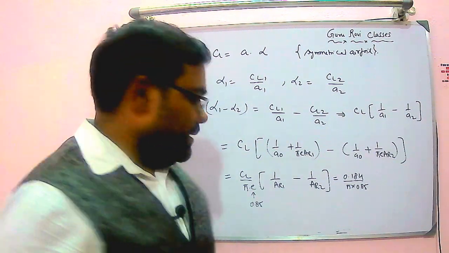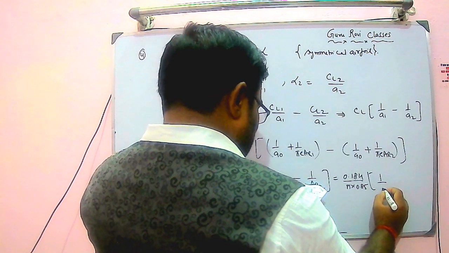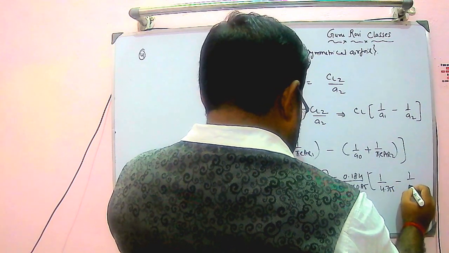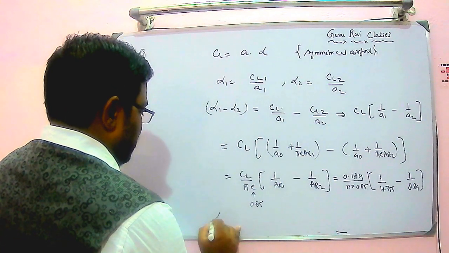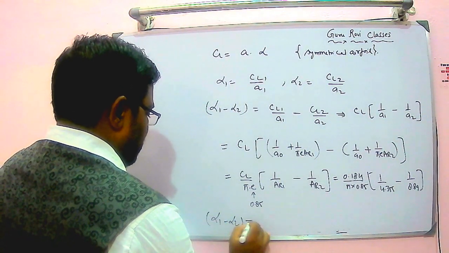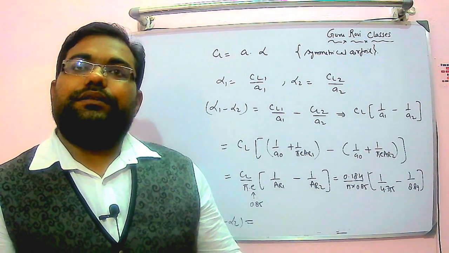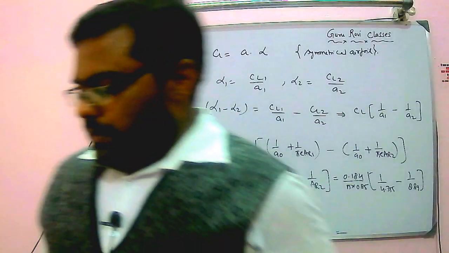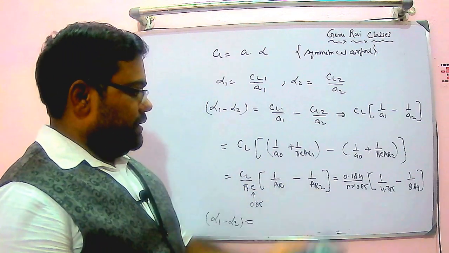Alright, we substitute here, and then in bracket 1 by aspect ratio 1. Aspect ratio 1 is 4.355, minus 1 by aspect ratio 2, which is 8.89. Just solve this, you will get alpha 1 minus alpha 2, the difference. So I need a calculator for this because I do not have the answer. So here's my calculator. If I solve this, just substitute the value.